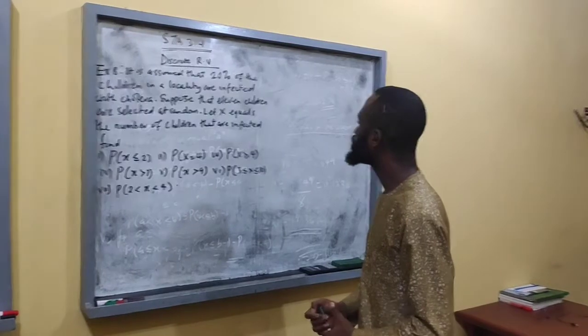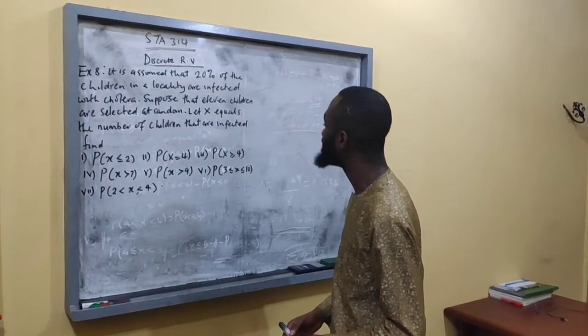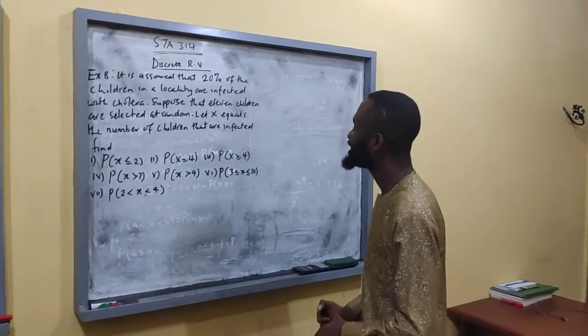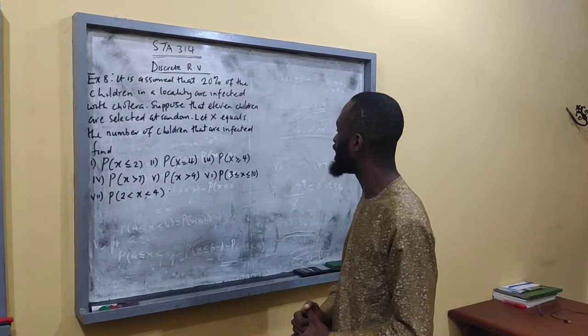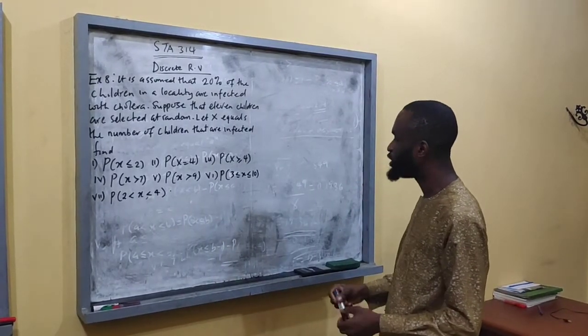Now, the example is, it is assumed that 20% of the children in a locality are infected with cholera. Suppose that 11 children are selected at random. Let x equals the number of children that are affected. Find this.